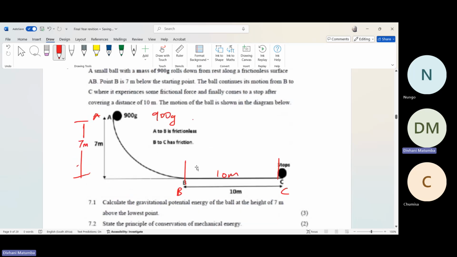They are giving you a very nice clue of calculating the mechanical energy, but that's what you're going to do later. But they said calculate the gravitational potential energy of the ball at height 7 meters above the lowest point. 2 minutes. This one is very easy.